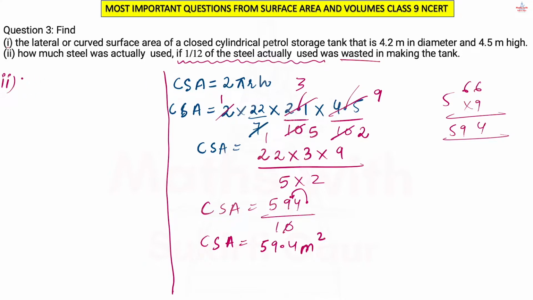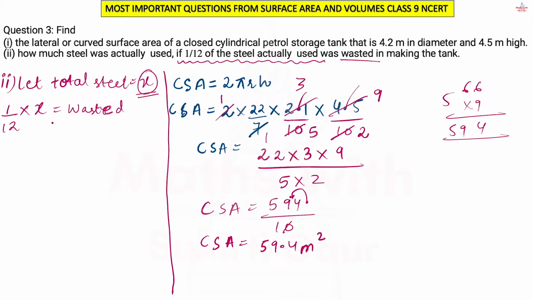Here I will tell you, let the steel bought, whatever steel has been bought, be X. So let the total steel be X meter square. How much was wasted? Out of the total steel, 1/12 of the total steel was wasted. So now we know what part of the actual steel was wasted, 1/12 of it, right? So how much was actually used?